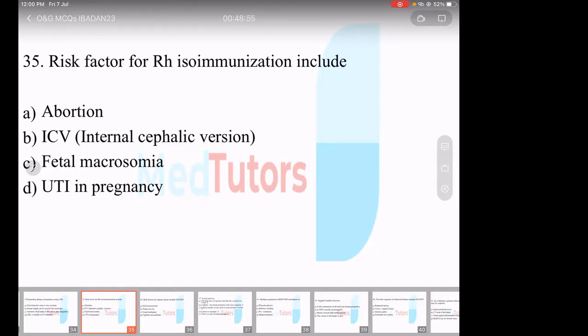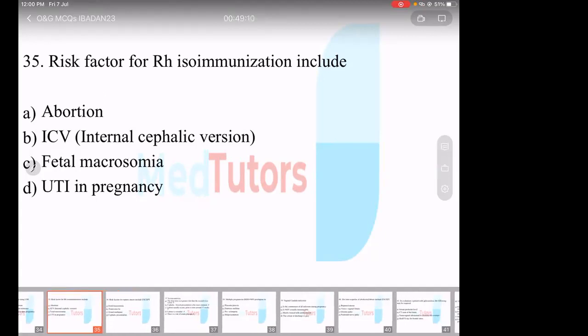So we know internal cephalic version is not an invasive procedure. And then C, fetal macrosomia will not cause the blood to get mixed. UTI, of course, and then abortion. So abortion is the only option here that can result in rhesus isoimmunization.